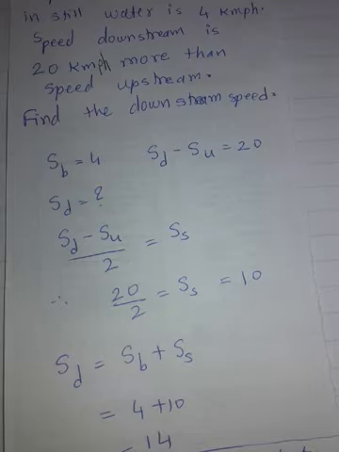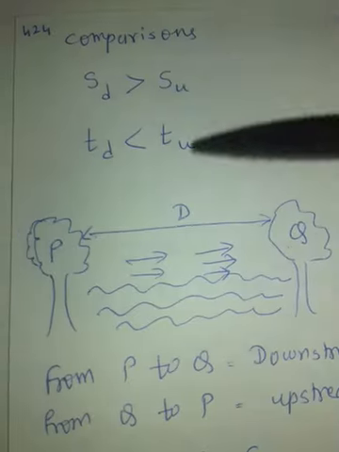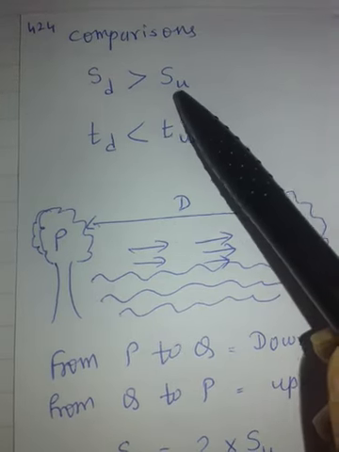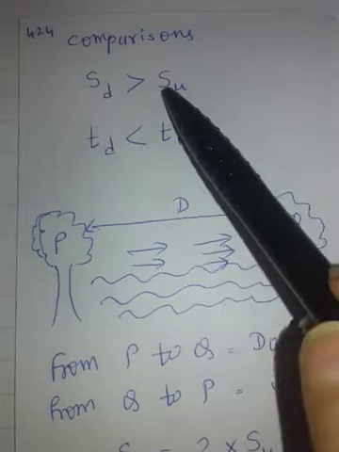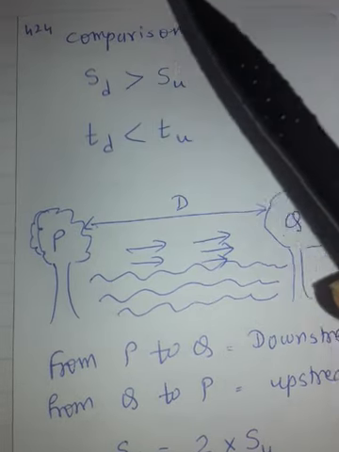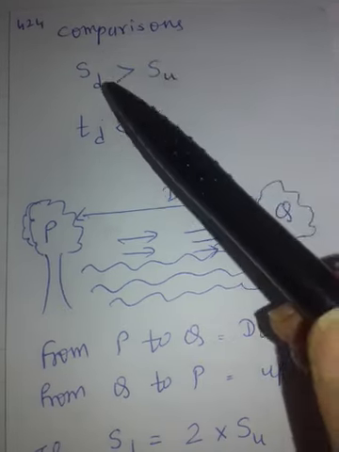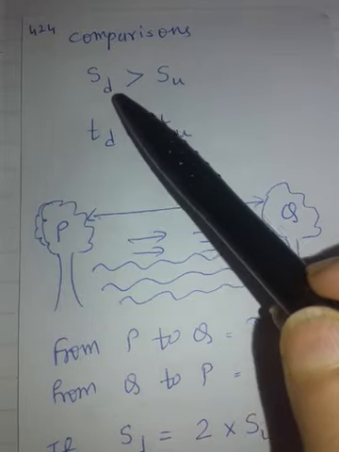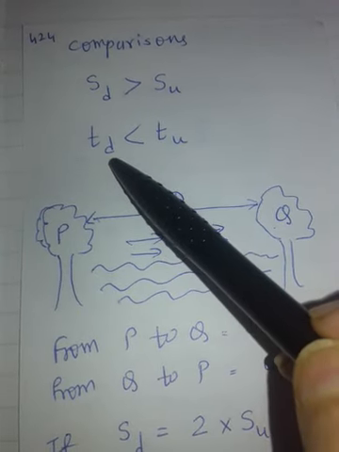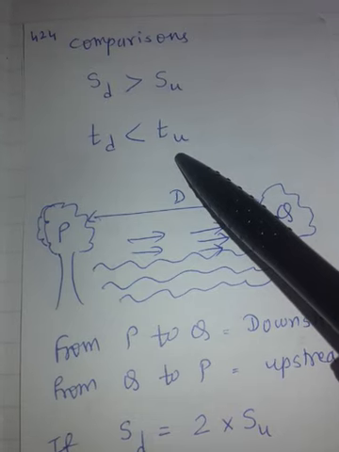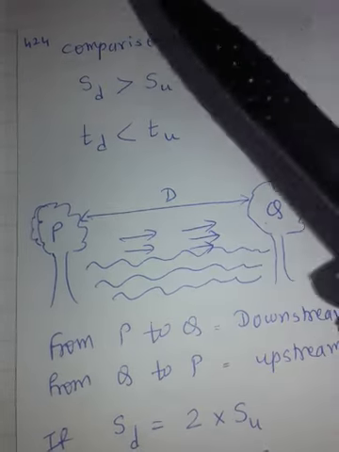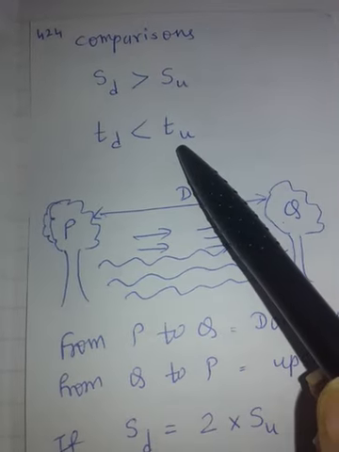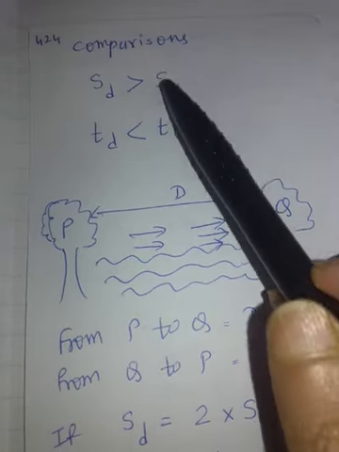Now let's learn one more concept. Let's see a few comparisons. Some time back we discussed that speed downstream is always more than speed upstream, because in downstream the river helps the boat flow in the same direction. What does this indicate? This indicates time taken for downstream will be less than time taken for upstream. Since speed is more, the boat goes ahead quickly, and hence time required downstream will be less than time required upstream. Remember these 2 things.